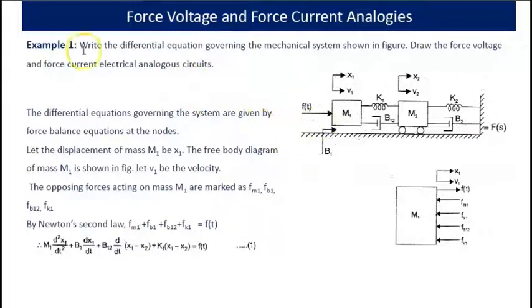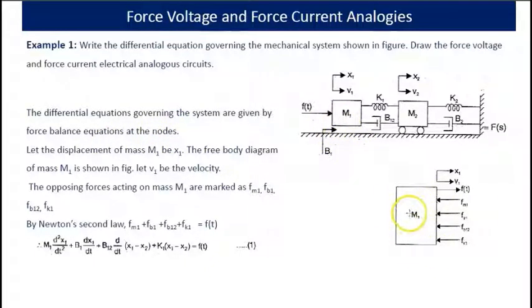Consider the question: write the differential equation governing the mechanical system shown in figure. Draw the force voltage and force current electrical analogous circuit. So this is the mechanical system given. M1 displacement is x1, M2 displacement is x2, K1 and B12 are connected in between these two nodes. M1 has frictional force B1. Here there is no frictional force. If it is given, you have to take it, otherwise take it as 0.